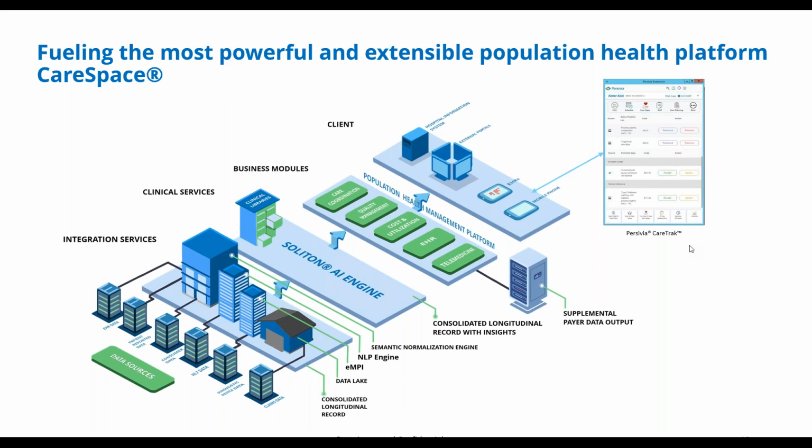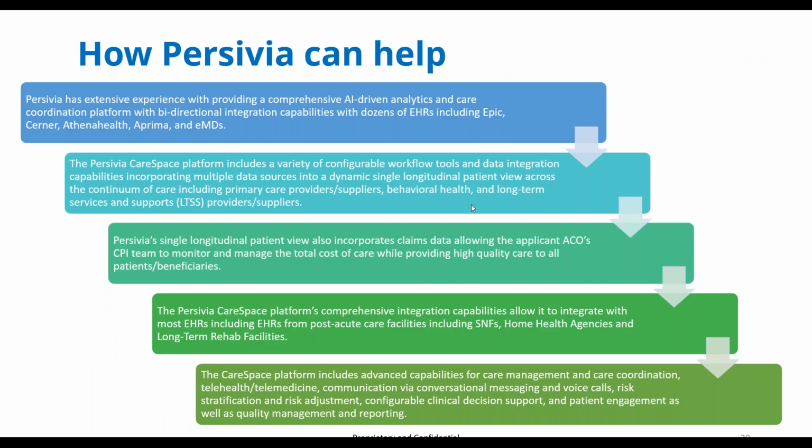Moving on, how Persivia can help, or I would rather say how Persivia is helping our existing clients. Persivia provides an end-to-end solution. Persivia has an extensive experience with providing comprehensive AI-driven analytics. And for the ACO Reach specifically, what we can do for you is we have an eligibility algorithm in place. Once we have the population under your ACO, we can run our eligibility algorithm, figure out in the matter of minutes, if not hours, which of these patients are eligible for ACO Reach.